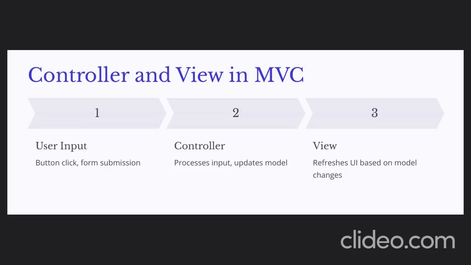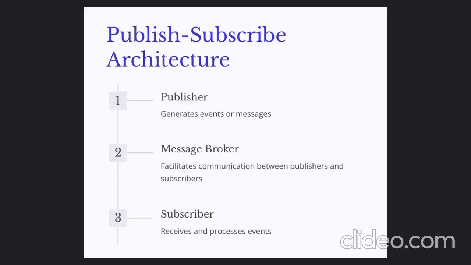The view, on the other hand, presents the user interface and sends user input to the controller for processing. This separation of concerns ensures that each component focuses on specific responsibilities, improving maintainability and scalability. This architecture also makes it easier to modify one part of the system, for example changing the view, without disrupting the other parts like the model.